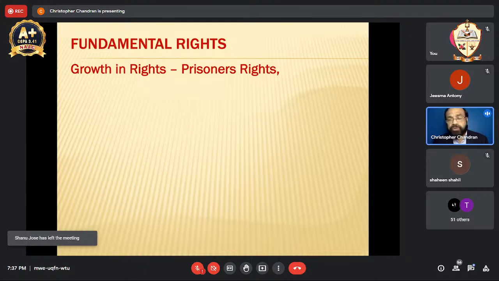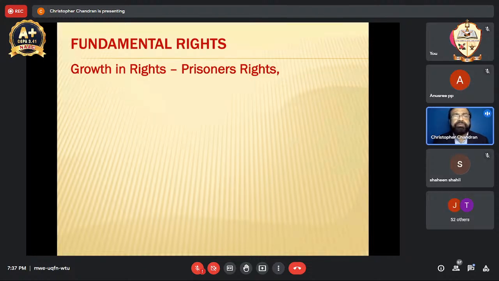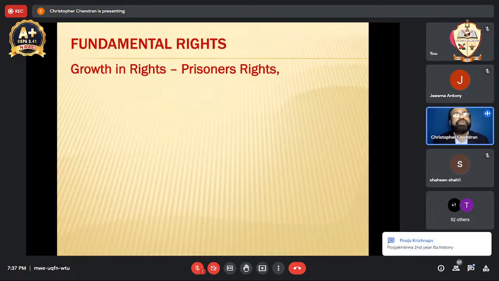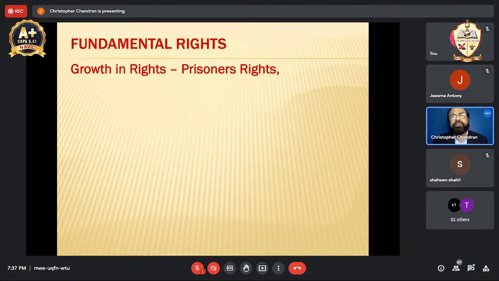we also see prisoners' rights, the growth of prisoners' rights. Gone are those days when we condemned prisoners as criminals, antisocial. We have gone to see the rationality, and now we see that they are also human beings. They are not criminals by birth. They become criminals because of situations. But they are also human beings. So even if he is a prisoner, he should be treated as a human being. So there's a lot of growth.